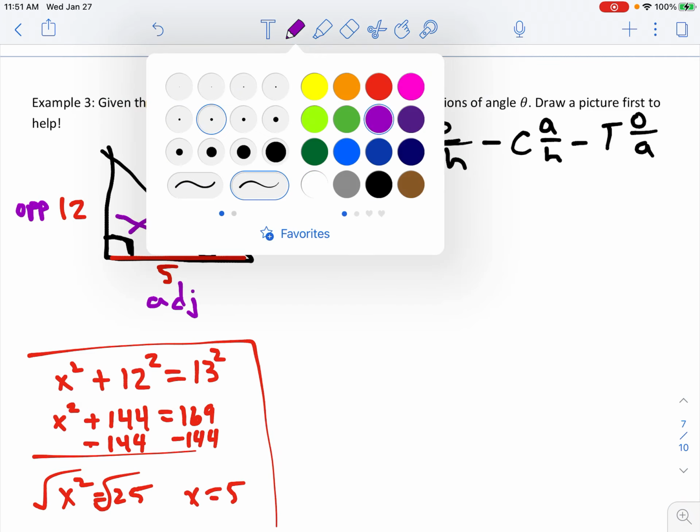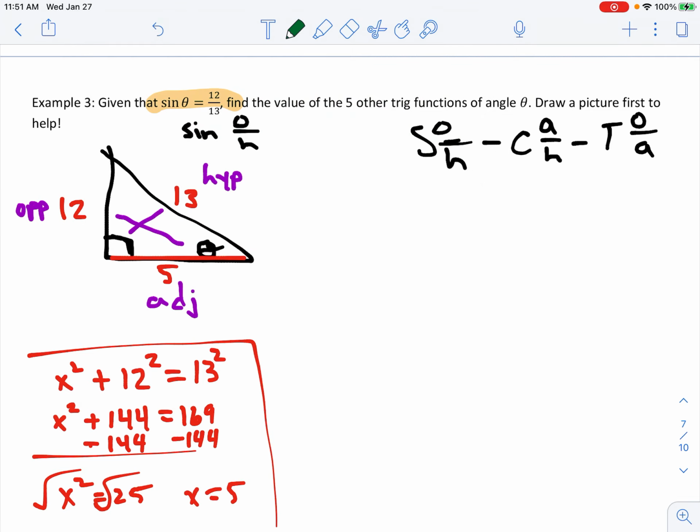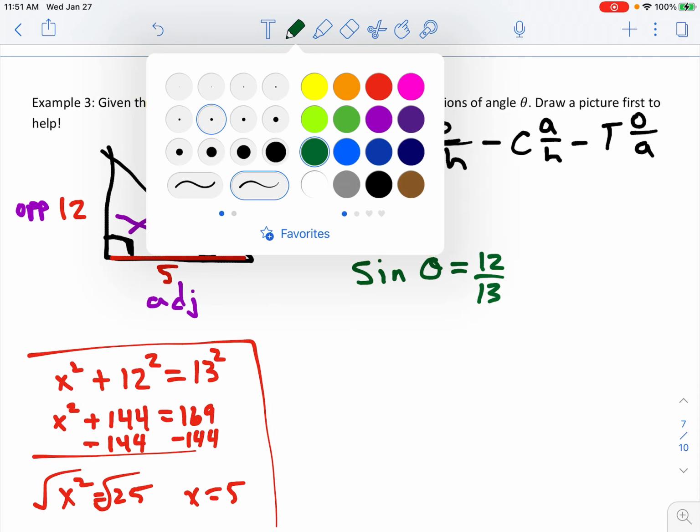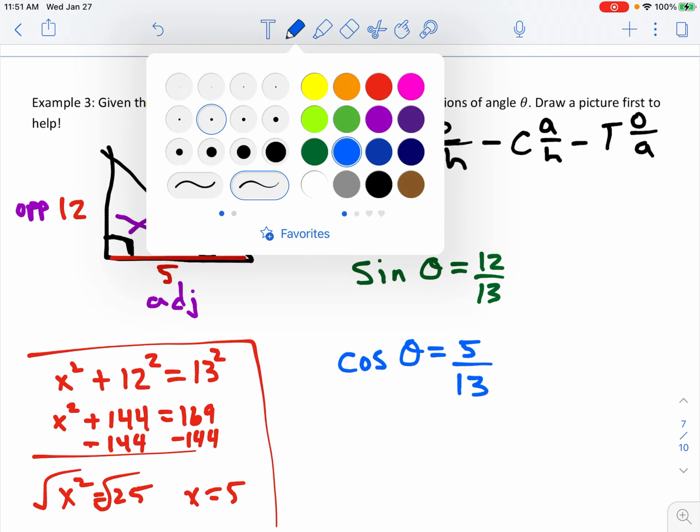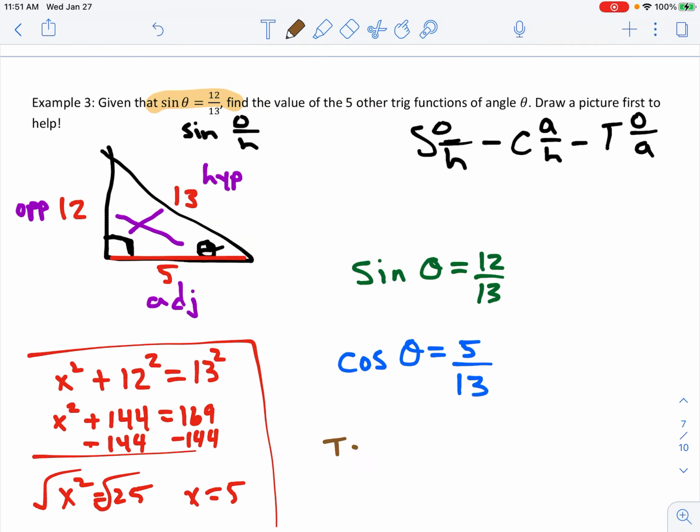Now, we're all set to go ahead and answer the questions. It wants us to list all 6 functions. We know sine was 12 over 13 because they gave us that one. We know that cosine should be adjacent over hypotenuse. Adjacent is 5, hypotenuse is 13. We know that tangent of theta is opposite over adjacent, so 12 over 5.